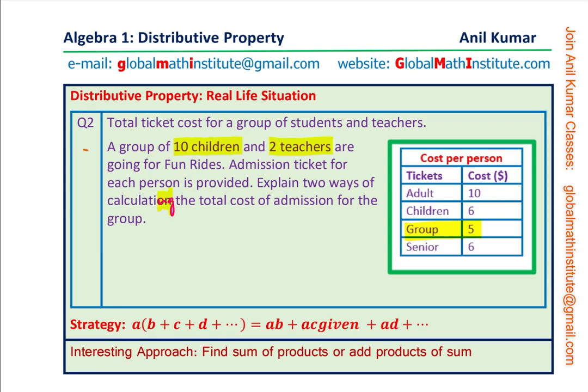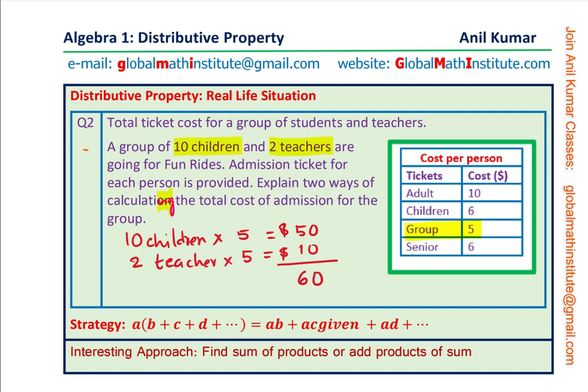So one is we have 10 children, right? So 10 children, each will be charged $5 and so it will be $50, correct? So that is the rate in dollars, correct? And then we have 2 teachers, right? Each will be charged $5 and so 2 times 5 is 10. And we can add them up and we get a rate of $60, clear? So that is definitely one way of doing it.